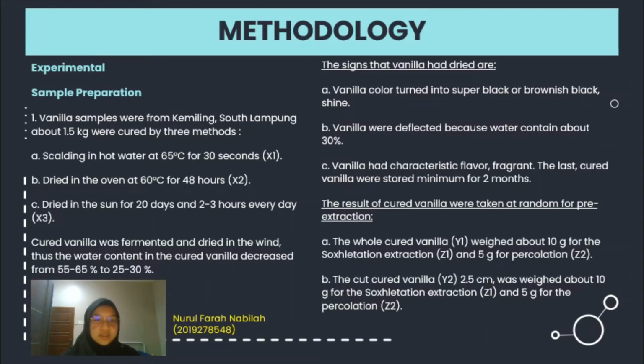The vanilla will show the signs stated above when they are dried. The cured vanilla is then taken at random and was used for pre-extraction. The pre-extraction of vanilla is divided into four types, such as Y1, Y2, Z1, and Z2, with respective weight and length. These were used in Soxhlet extraction and percolation.